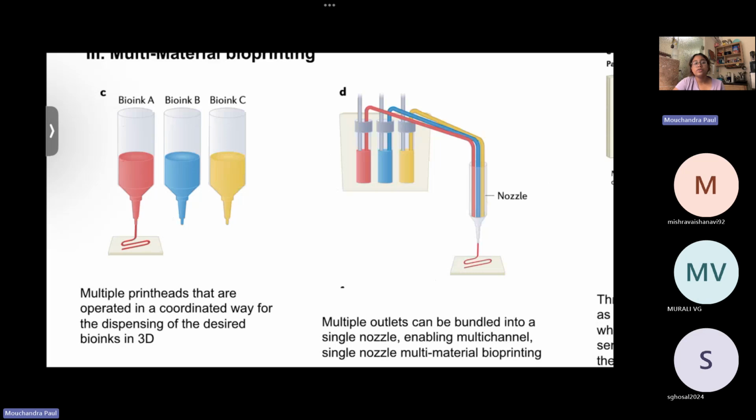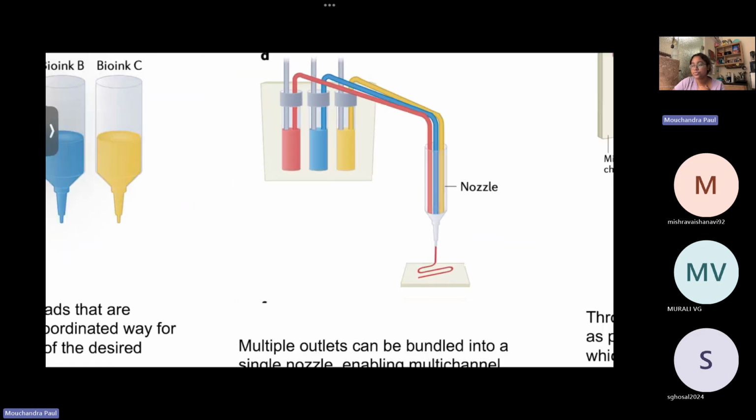All right, because you have to give every printhead to activate it at different time points, and that is why it is the most basic one as well, but you can improve it. It has a chance of improvement. Then how will you do multi-material bioprinting if you want to circumvent that issue?